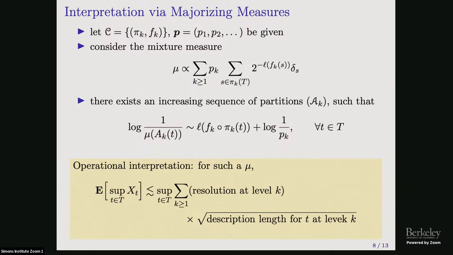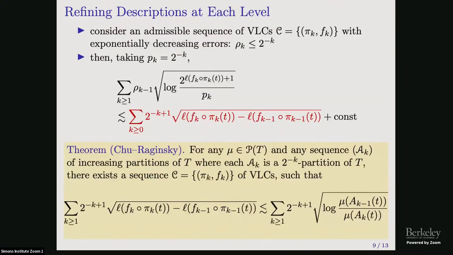And so you see that the operational interpretation is that for any such mu, the expected supremum of a process is bounded by the following quantity. You look at the elements of your underlying index set, and for each one, you sum up the resolution at scale k times the square root of the description length for t at level k, the square root of log of one over the probability. Again, that comes from the sub-Gaussian assumption. You can put other assumptions on the tails, and based on that, instead of power 1/2, you would have power 1 over p for some p bigger than 1. Okay. So this is interesting, but there's an even better result that basically says, why am I even bothering with these multi-scale constructions?